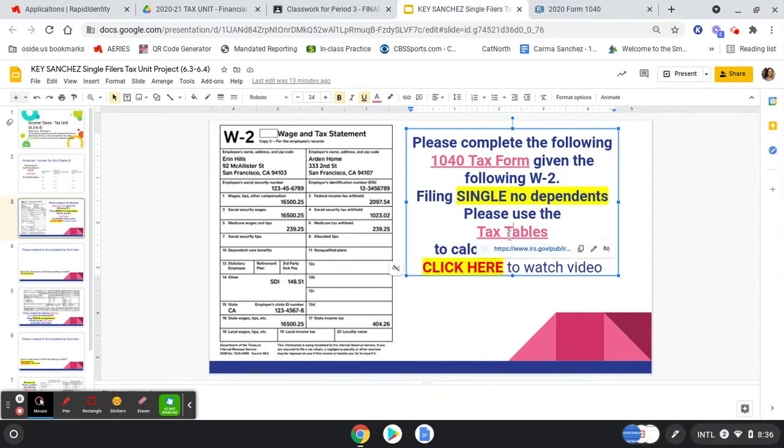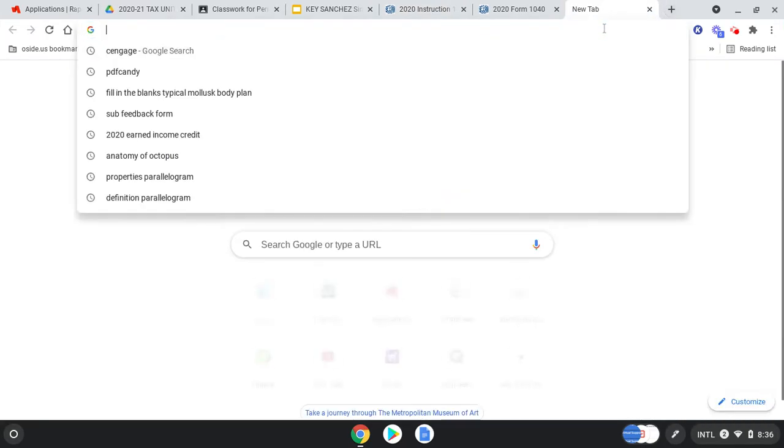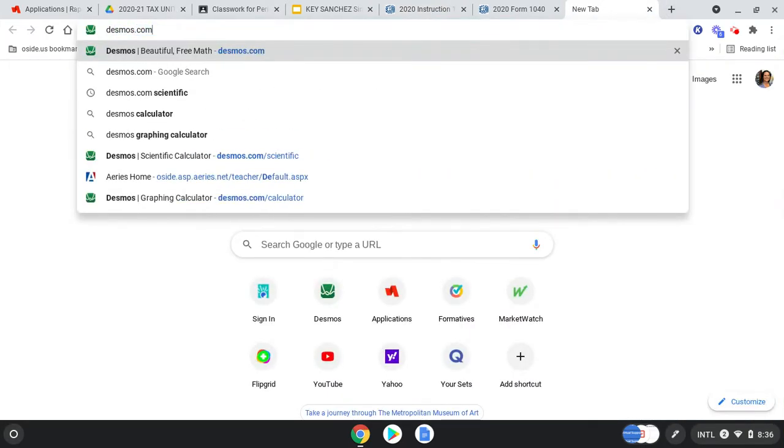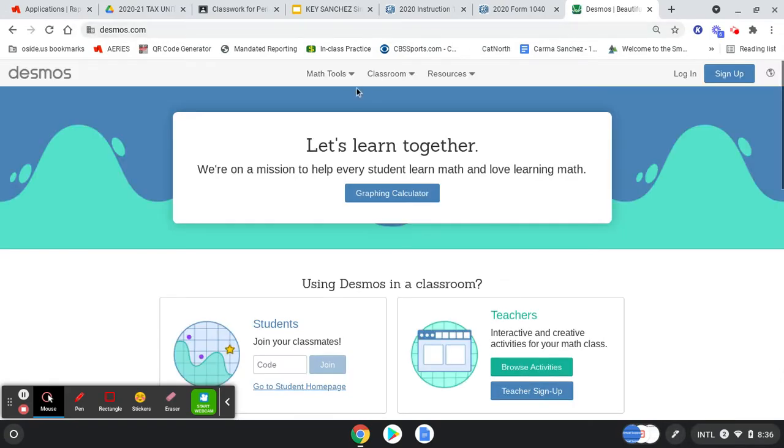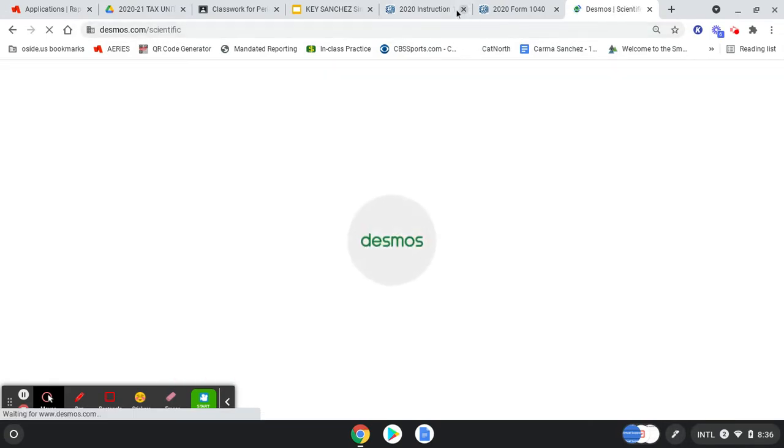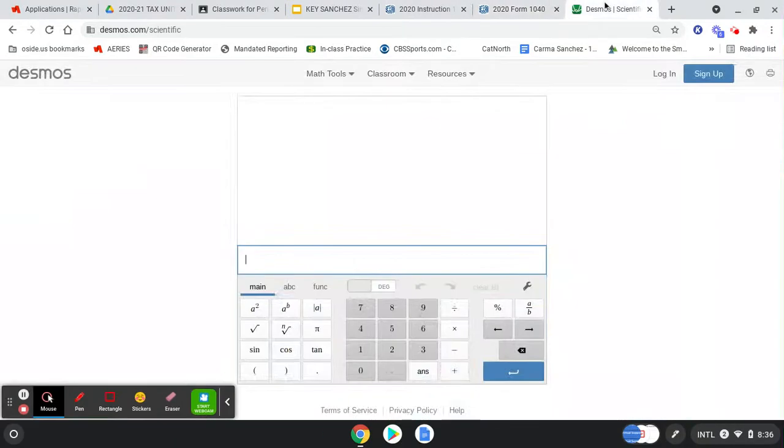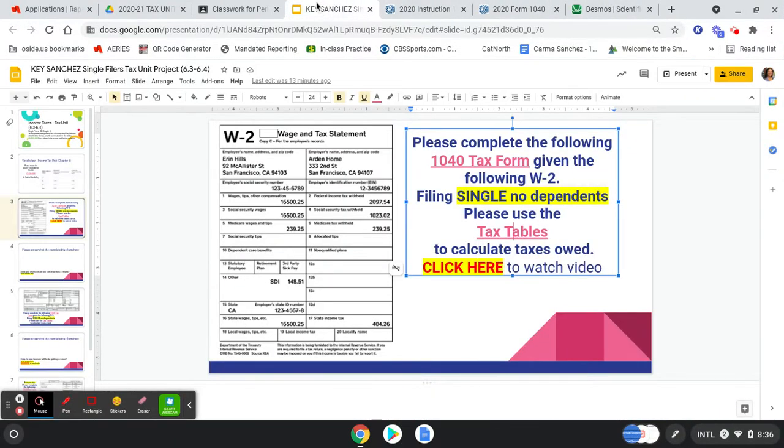Second, we need this tax table. So this tax table right here, have this open and handy. We're going to use it. And finally, you may need a calculator. You can use your phone, or you can use the usual desmos.com. So have your tax form, tax table, and Desmos handy, and we're ready to get started.